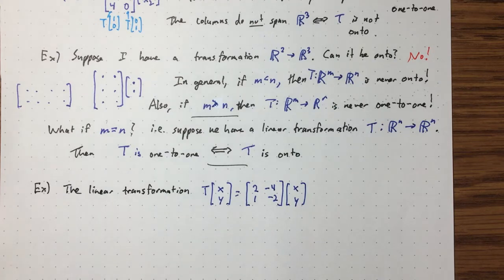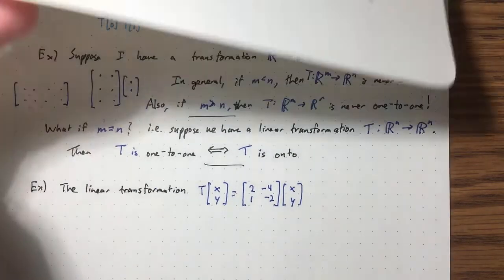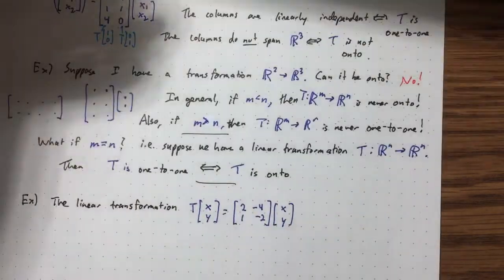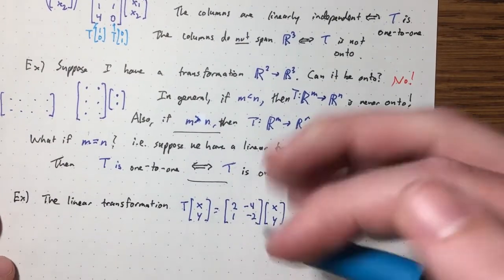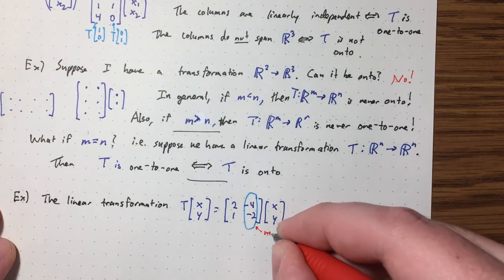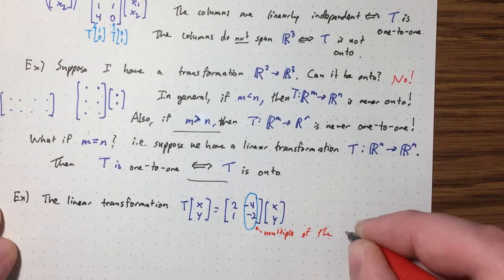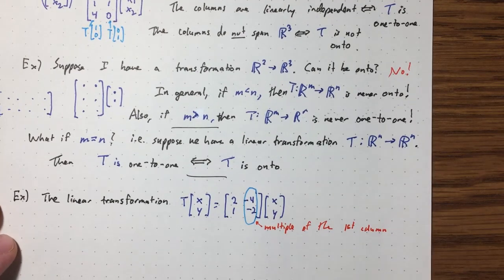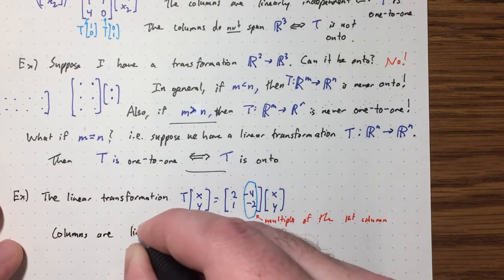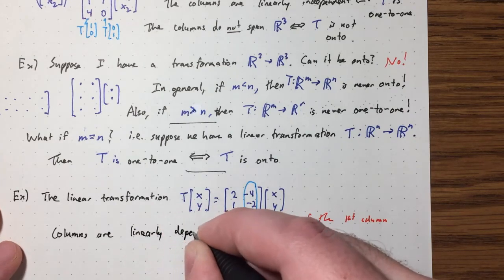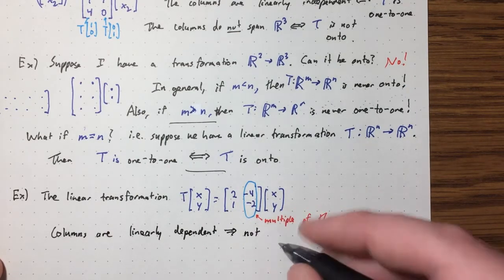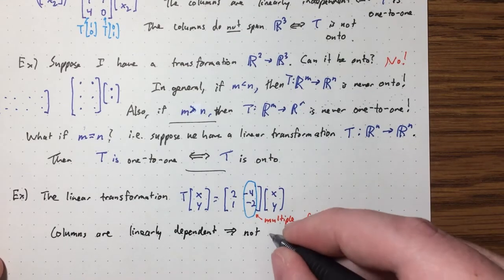Okay, well, we're going to use this, right, first of all. Can we check to see if the columns span or if the columns are linearly independent? Well, look at this second column. This second column is a multiple of the first column. What does that mean? So the columns are linearly independent. Sorry, linearly dependent, right? Dependent. So that means it is not 1 to 1, right?